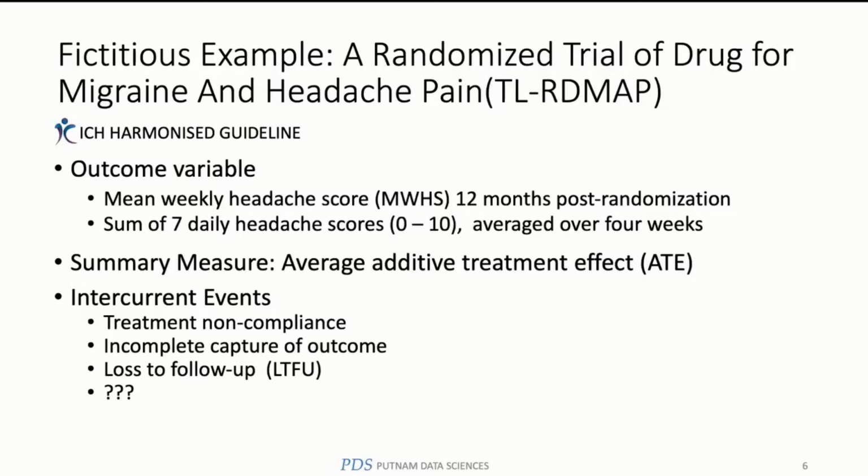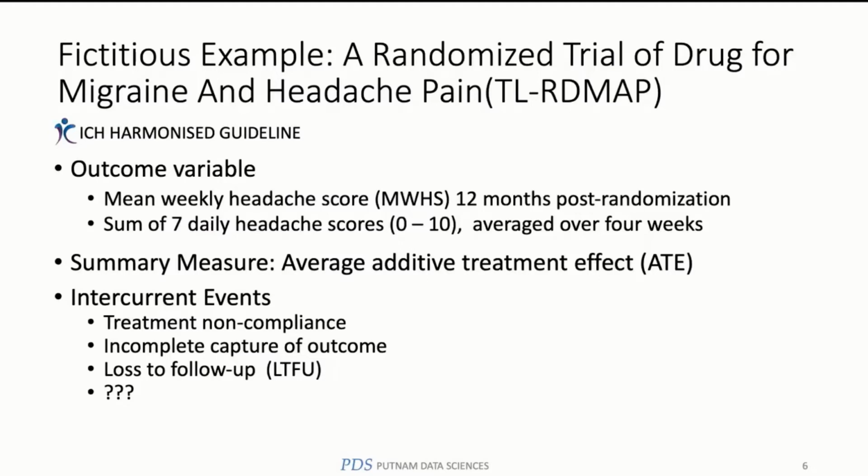That's our outcome variable. And the causal contrast we're interested in is the average additive treatment effect of one group versus the other. So the average additive treatment effect of treatment with study drug A versus comparator drug B.